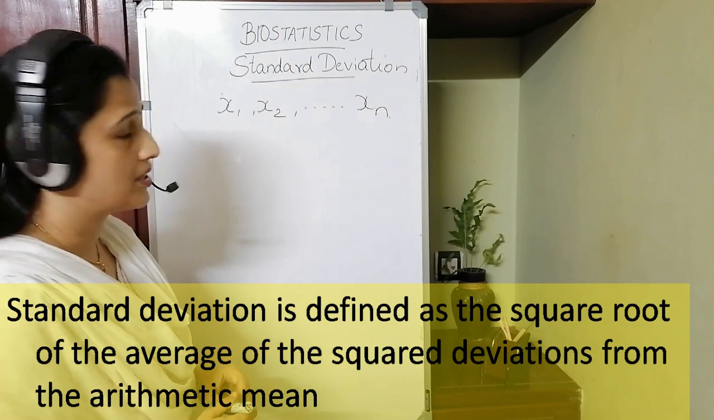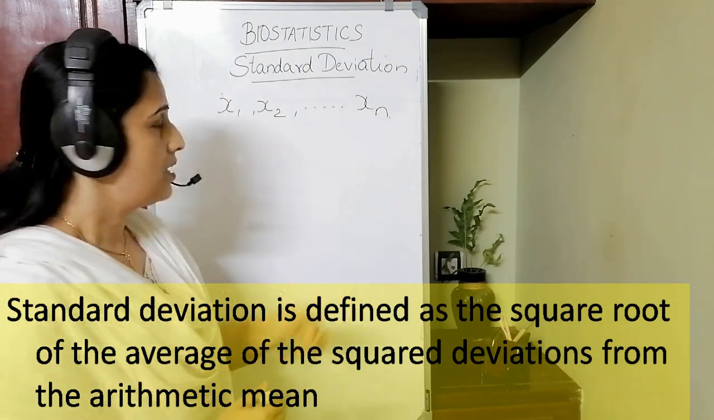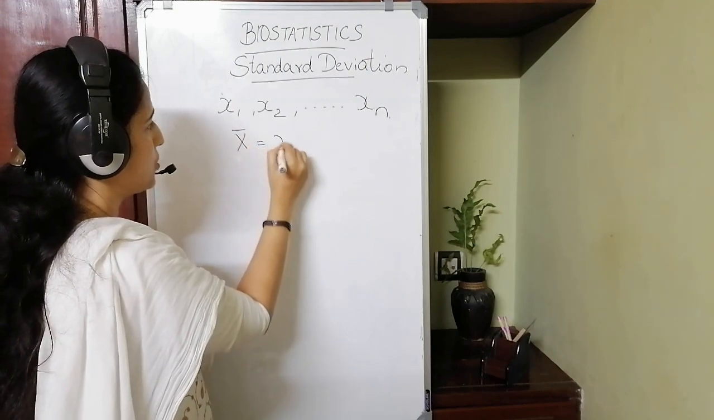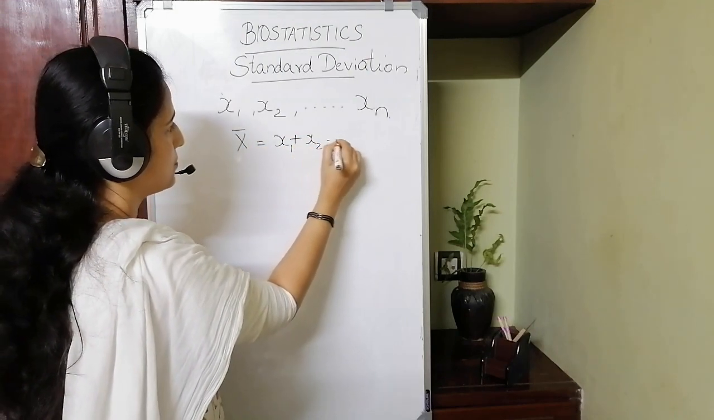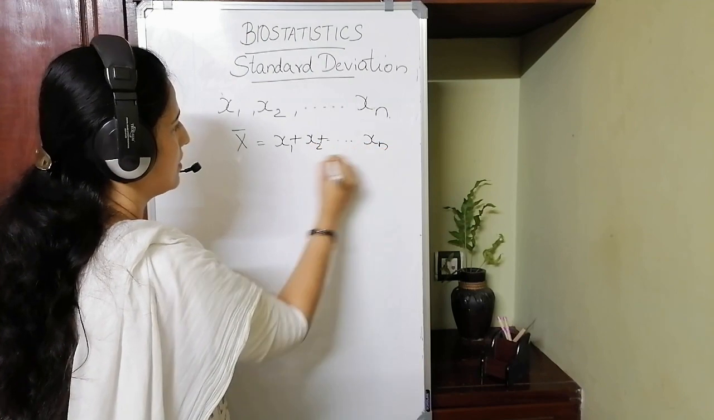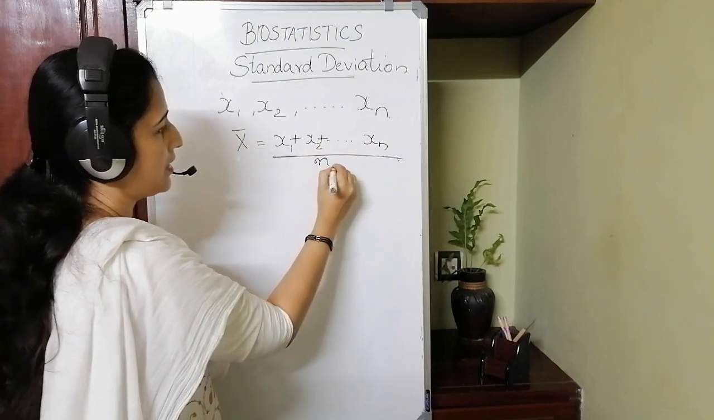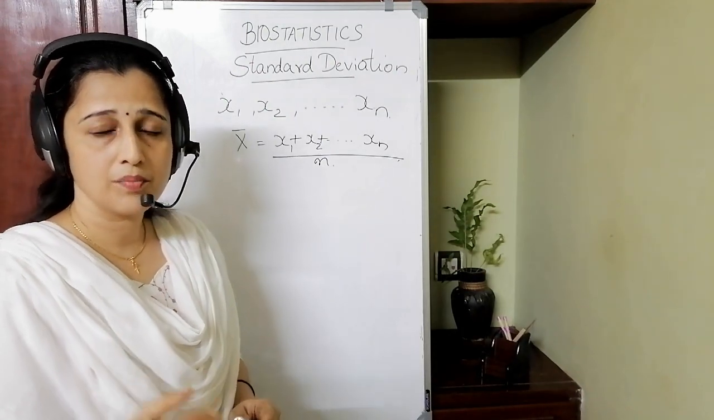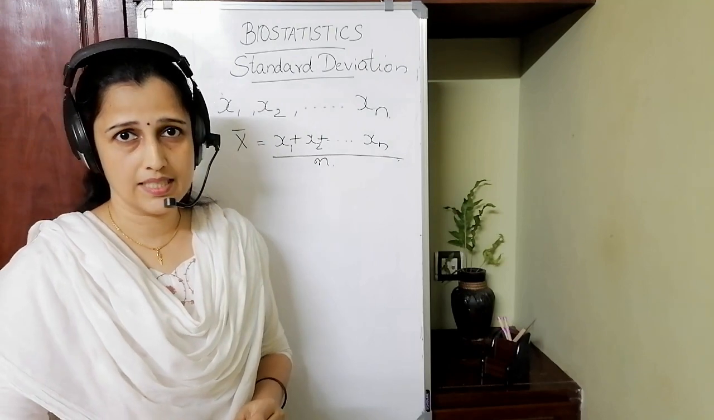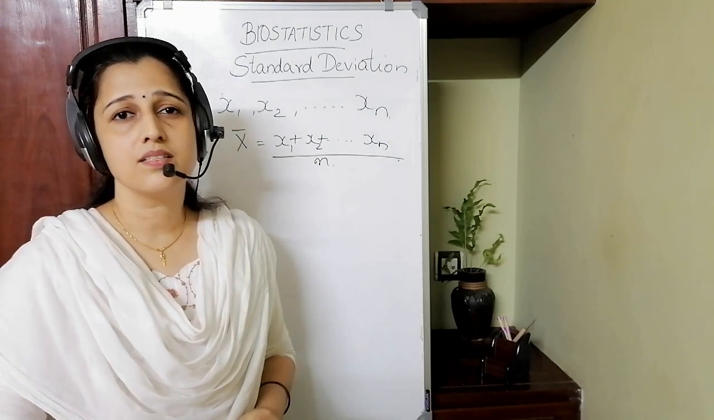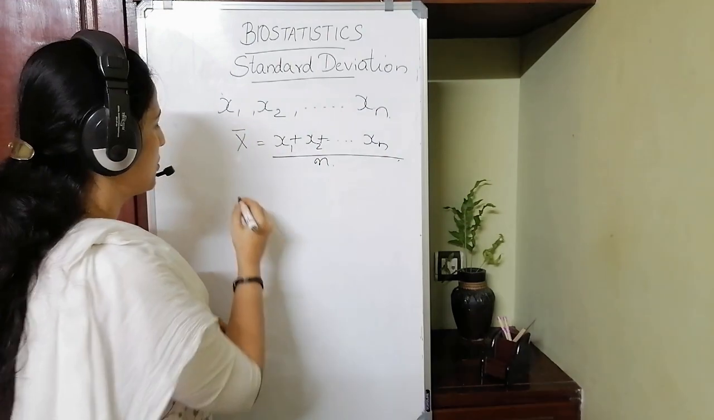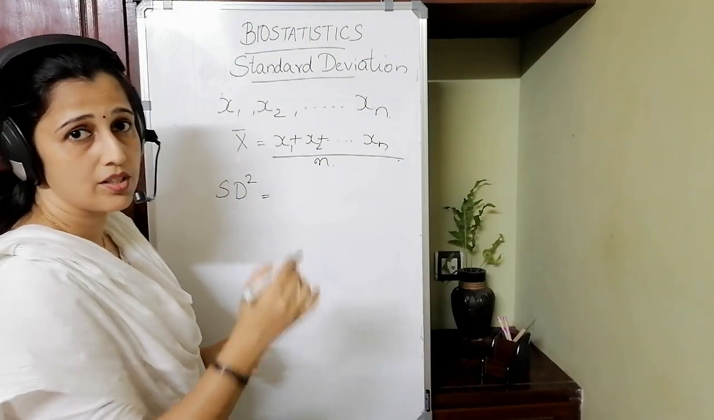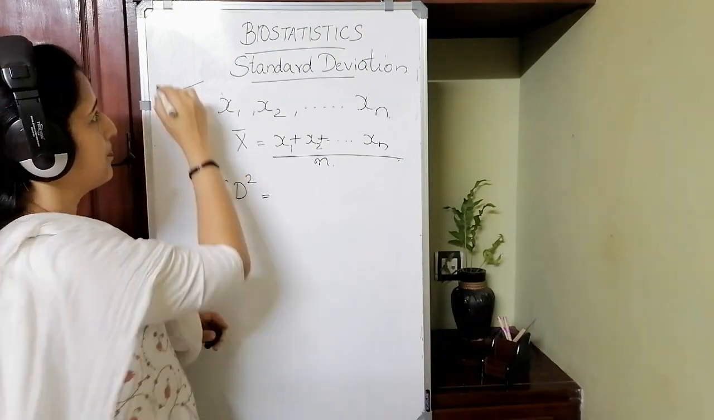If you have a set of observations like this, x1 till xn, the arithmetic mean for this data, that is x bar, is equal to x1 plus x2 till xn, the whole divided by n, the number of observations. That is the arithmetic mean. And we have learned in the previous tutorials, deviation is variable minus arithmetic mean. So here, standard deviation square. Standard deviation is usually denoted by sigma.